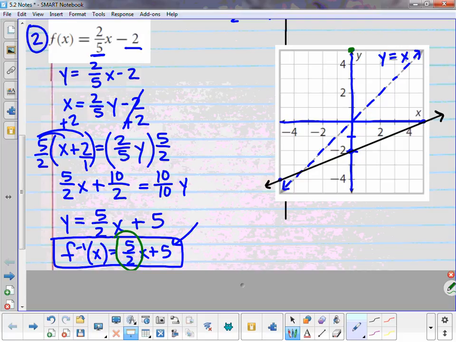I'm out of room at the top, so I'm actually going to go down 5 and right 2. So once I go down 5, then I'll be back at the x-axis, and then over 2, gives me a point at 2, 0. And then I can also go down 5 and over 2 again if I want another point. You don't have to do that. And then let's draw that line.